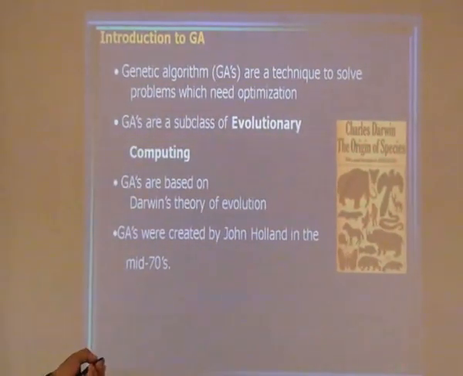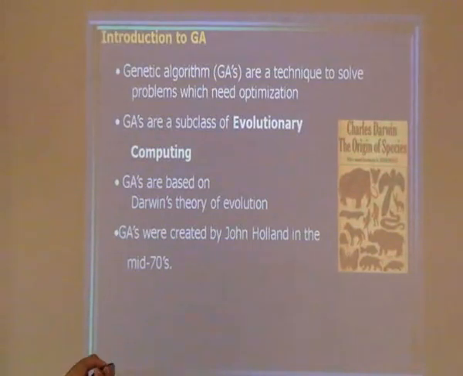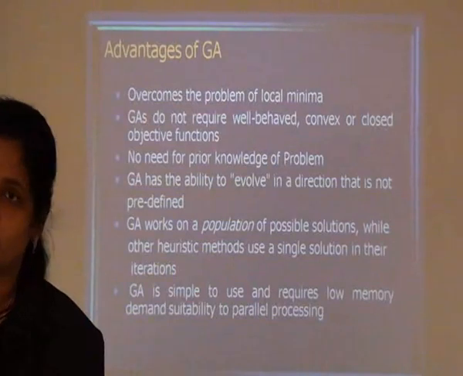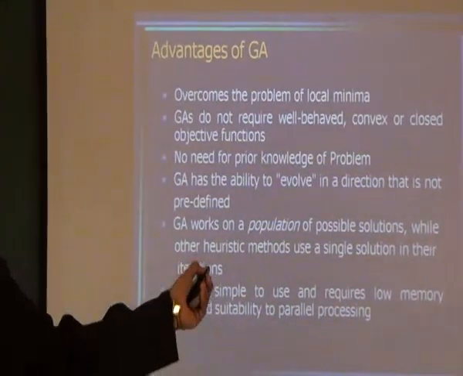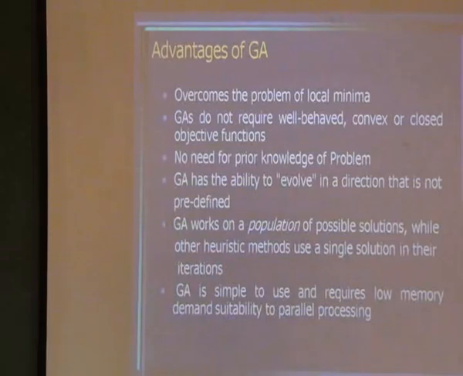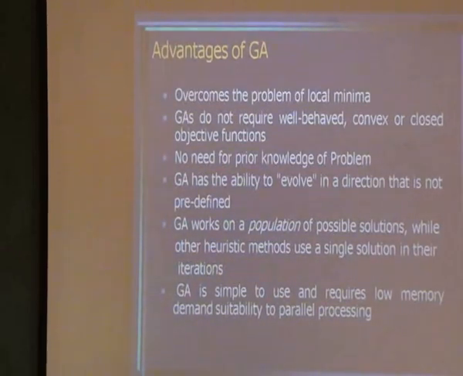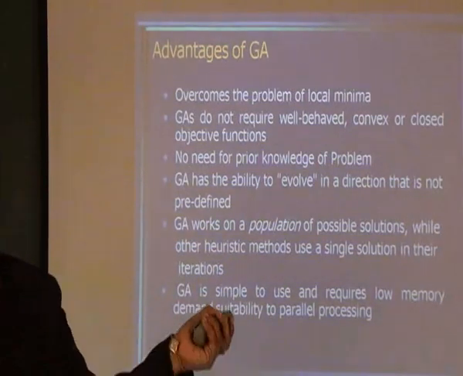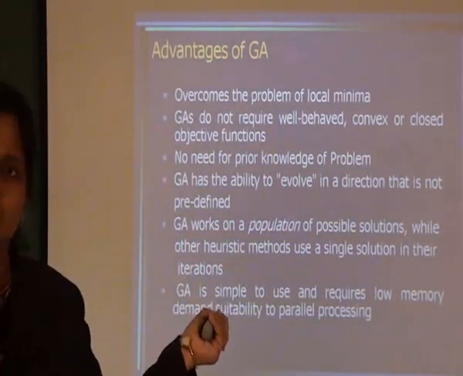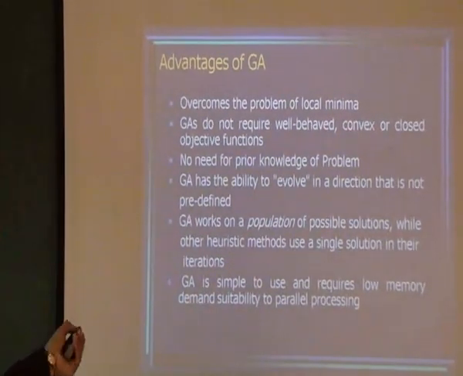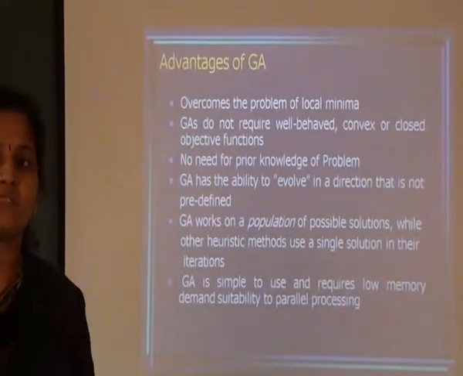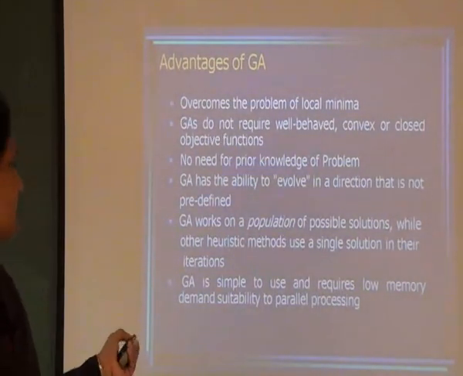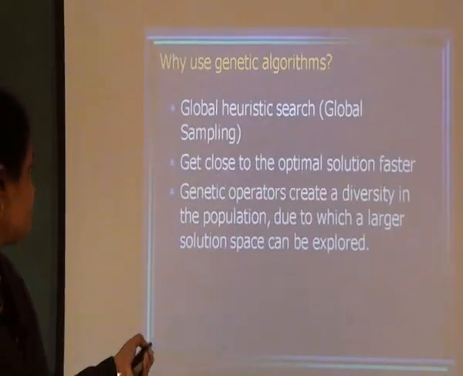To solve problems which need optimization, it's based on Darwin's theory of evolution. Mainly, compared to neural networks, which have a problem of local optima, that can be solved by this genetic algorithm. For genetic algorithm there is no need for prior knowledge, because a neural network should have prior knowledge. Here genetic algorithm is only searching and optimization, so it's not required. So genetic algorithm works with a population of solutions. Among that, it will take the best solutions. So it is mainly used for parallel processing.